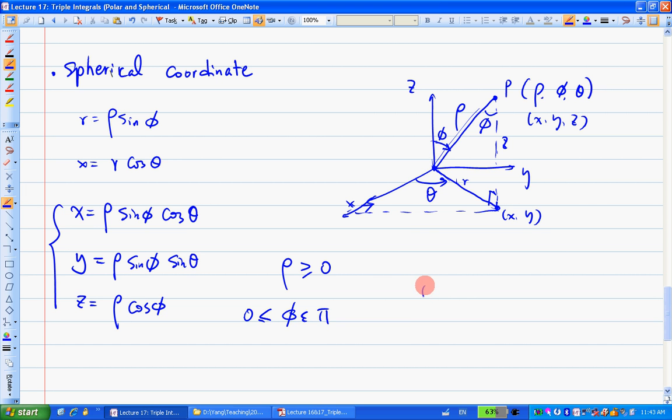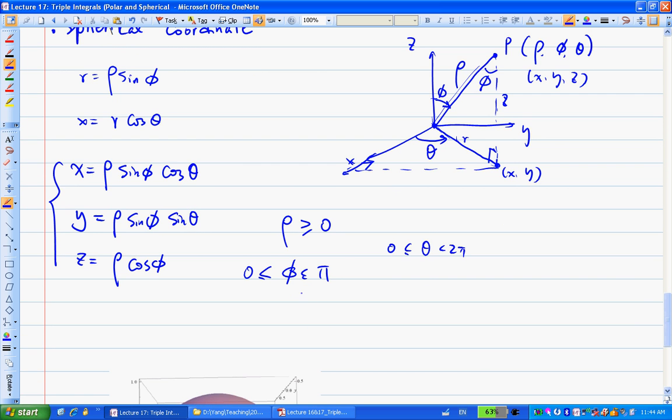And theta's possible range will be 0 to 2 pi. You'll see the reason why we define it this way. You might think, if you move this one to the other side, I could get a phi more than pi. Yes, you could. But in terms of this triple integral, you don't need that. You only need phi between 0 and pi. Is that okay? Any questions?